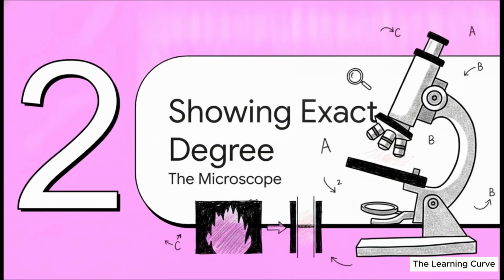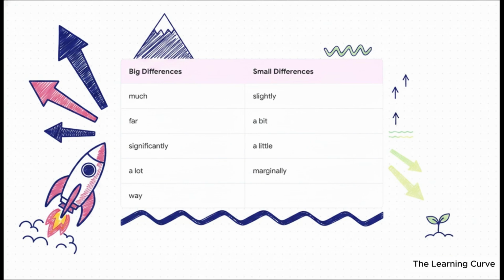Moving right along to Section 2, Showing the exact degree. We'll call this one the microscope. Now, what's really interesting about this slide is how we categorize these modifier words to do basically all the heavy lifting for us. To get that advanced precision we talked about, we need a grammatical microscope to zoom in on the exact gap we're describing. Look at the big differences. We've got words like much, far, significantly, a lot, and the more casual way. Contrast that with the small differences, words like slightly, a bit, a little, and marginally. These are brilliant because they tell your listener exactly how much of a difference actually exists.